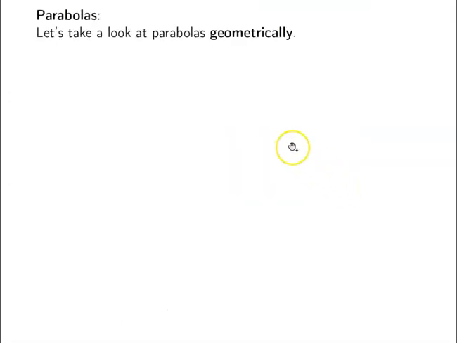Okay, so parabolas. We're going to look at this geometrically. We're going to start with a graph, and then we'll derive the things that we need to from there. We're going to start off with what's called a directrix. We have a directrix and an axis.